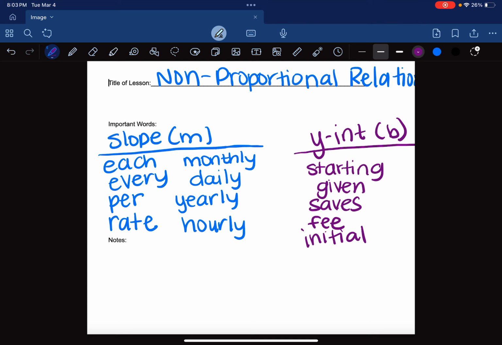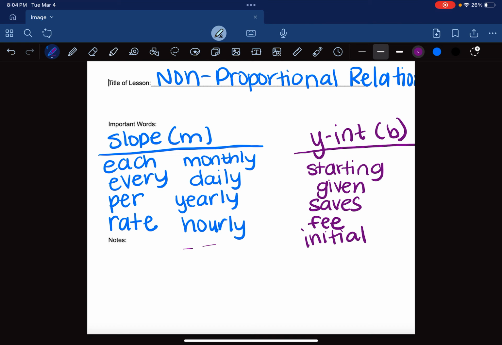So it's important to write these down and have them and understand that. These questions will try to trick you, and they won't necessarily say slope or y-intercept. They will say one of these words.